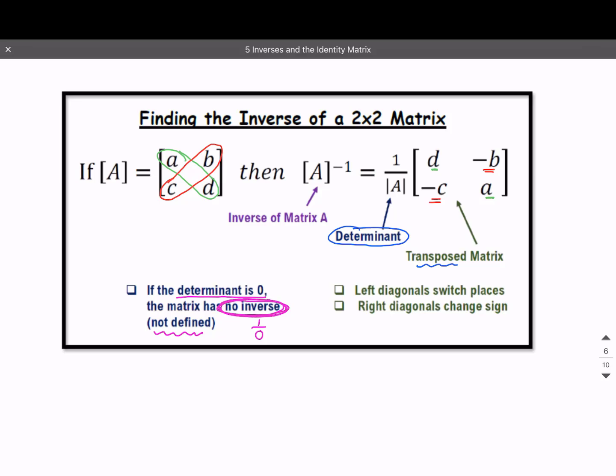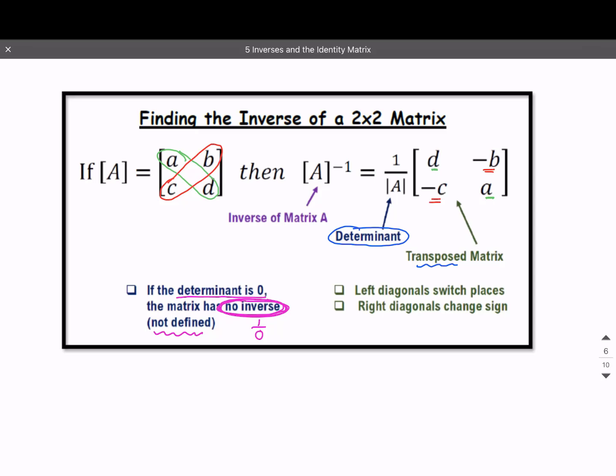Remember, I told you earlier that you have to have a square matrix in order to have an inverse, but not every square matrix has an inverse. Okay, so if the determinant of the matrix is 0, there is no inverse.